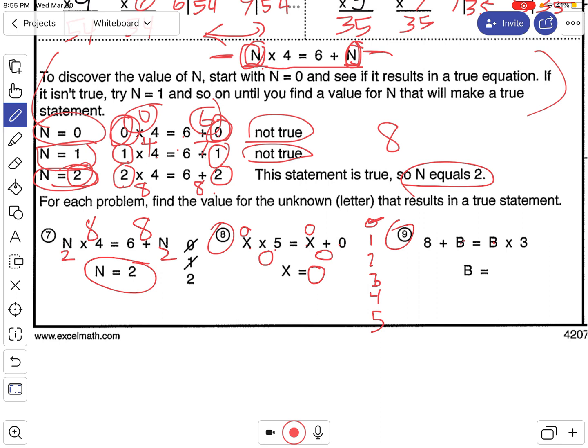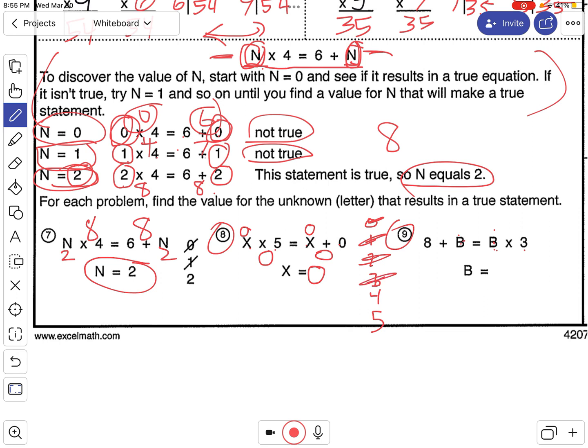Plug in a 1. 8 plus 1 is 9. 1 times 3 is 3. 9 equals 3? No, 1 does not work in place of B. How about 2? 8 plus 2 is 10. 2 times 3 is 6. 10 equals 6? Nope, that doesn't work. Let's try 3. 8 plus 3 is equal to 11. 3 times 3 is equal to 9. 11 equals 9. Nope, that doesn't work.